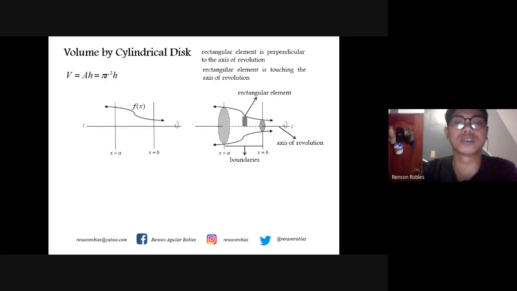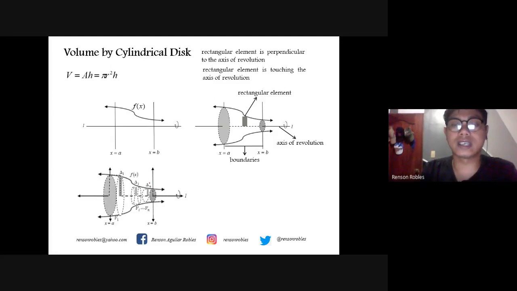axis of revolution, and the element is touching the axis of revolution, and the axis of revolution is part of the region. And how do we find the volume? Okay, so the idea is to divide this solid by a series of cylinders.